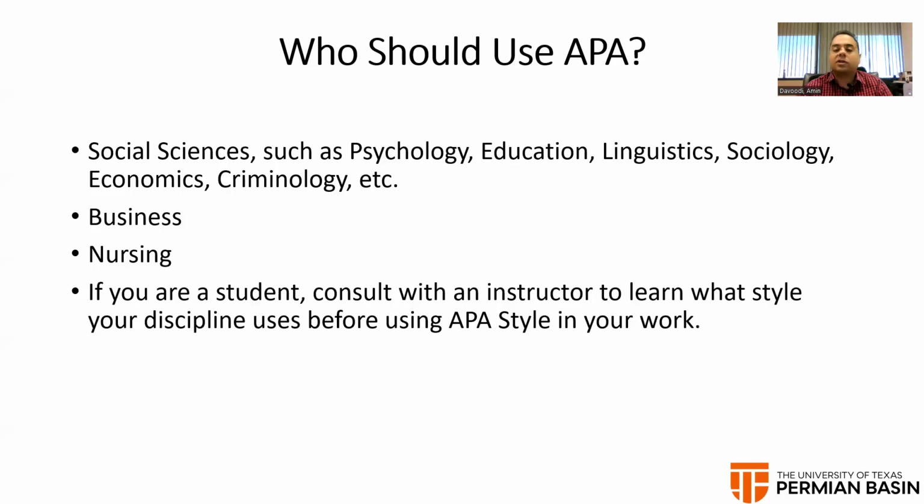So MLA, which is another writing style or formatting style, that's also very common and popular in humanities. But in social science, as I said, in psychology, education, linguistics, sociology, economics, criminology, etc., or business and nursing, it is very common to use APA. So whether you are a student or instructor or a researcher, you need to learn how to use APA.